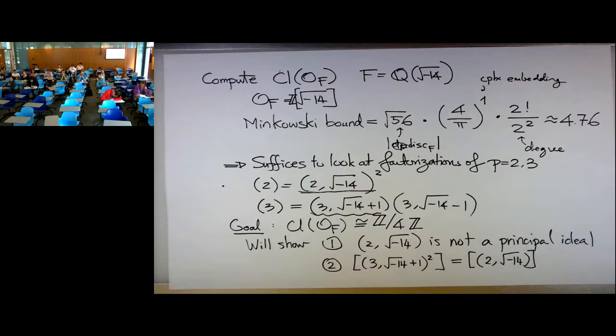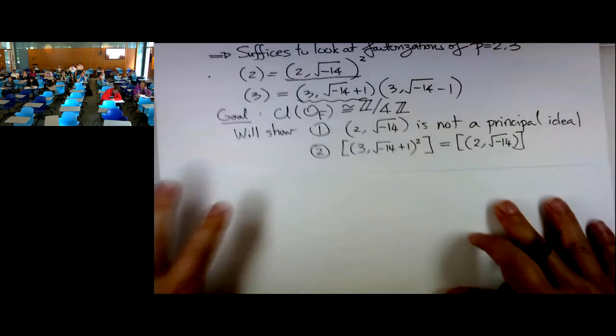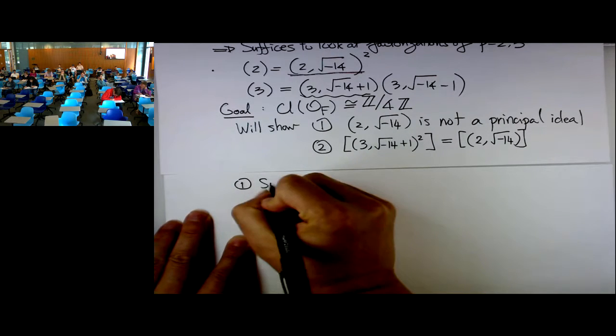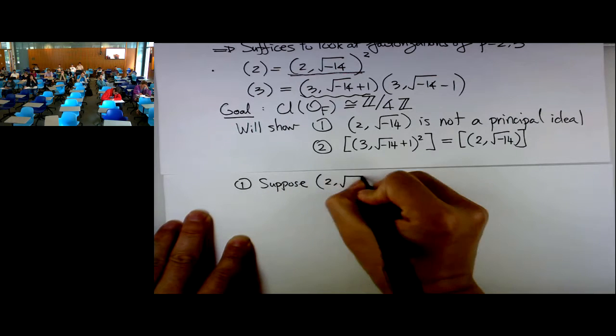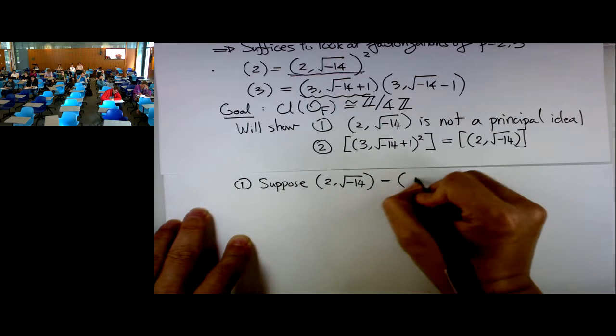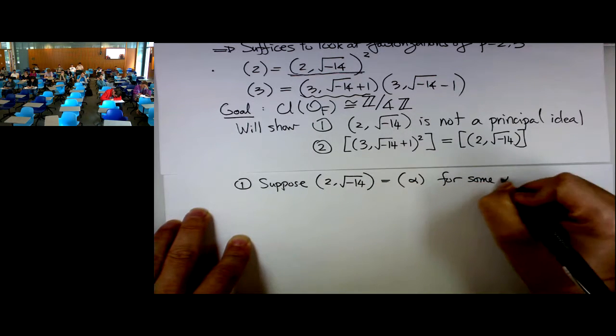Let's do the two steps. These just boil down to some explicit calculation, which we do now. So for one, suppose not. Suppose this ideal (2, root of negative 14) is principal, generated by some alpha in O_F.